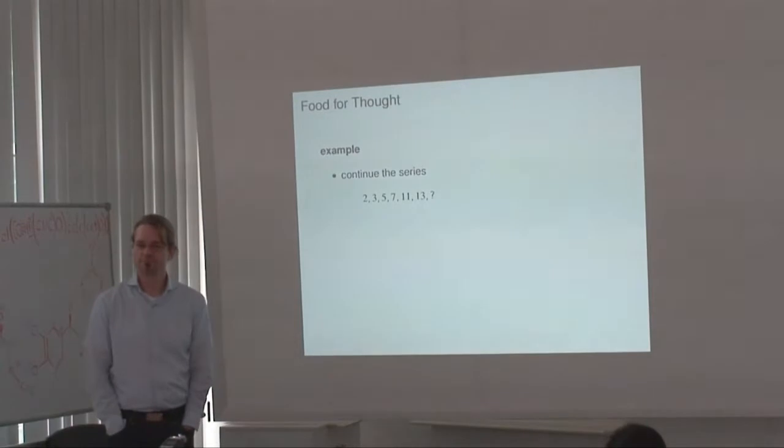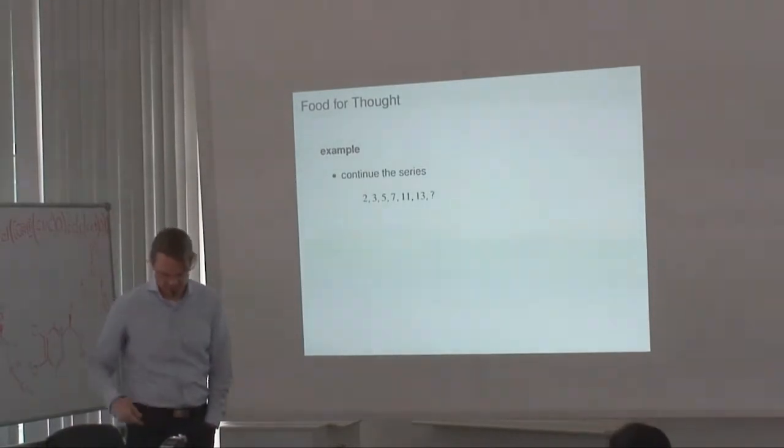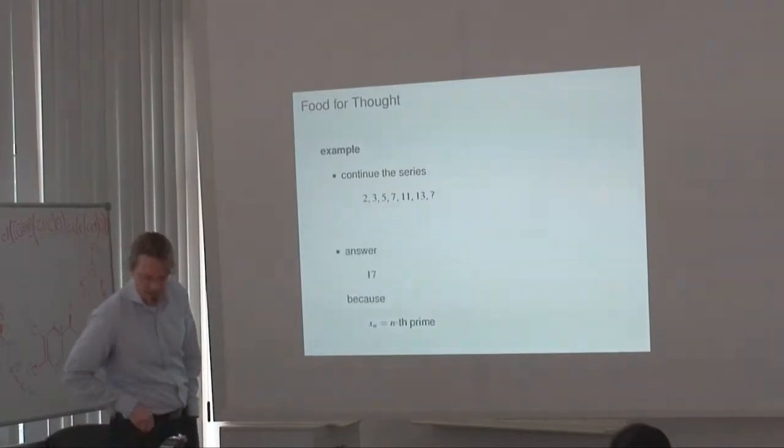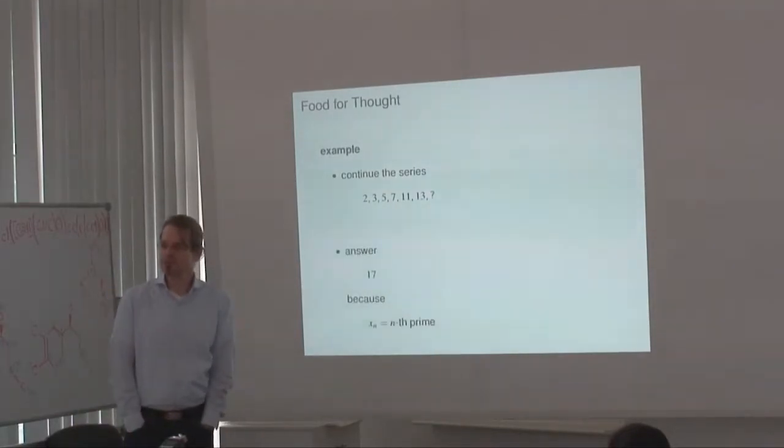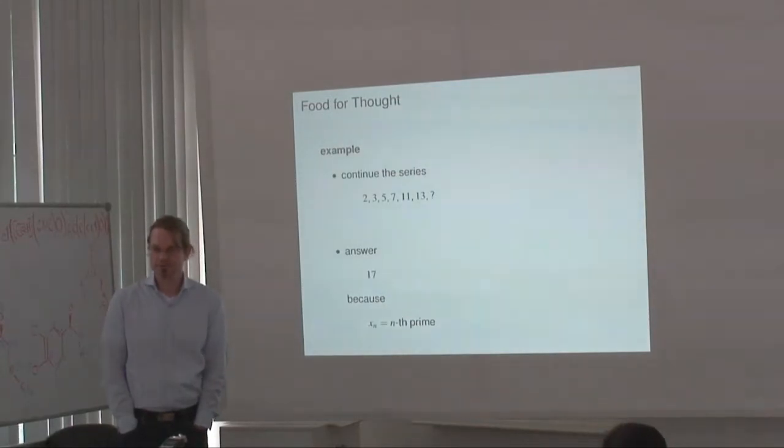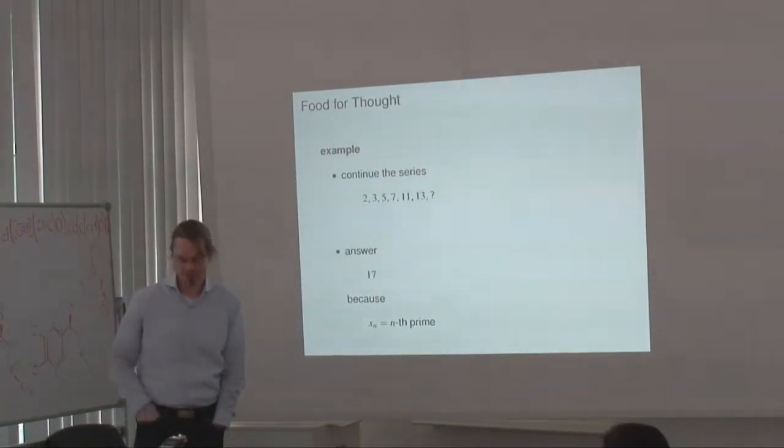2, 3, 5, 7, 11, 13. 17, okay, why? Prime numbers. Those are the primes, or at least the first couple of them. Isn't that amazing? How is your brain able to do that? Nobody knows. No, I mean seriously, nobody knows.